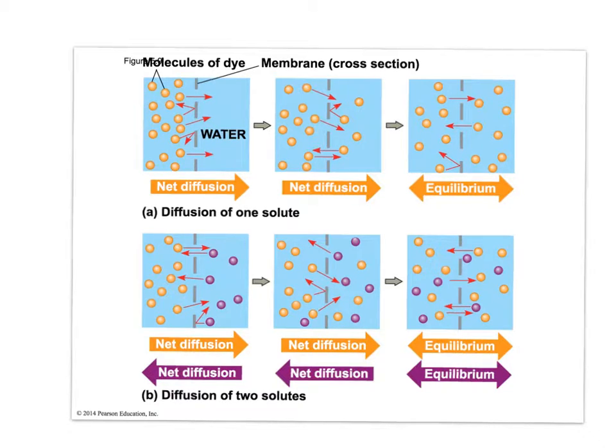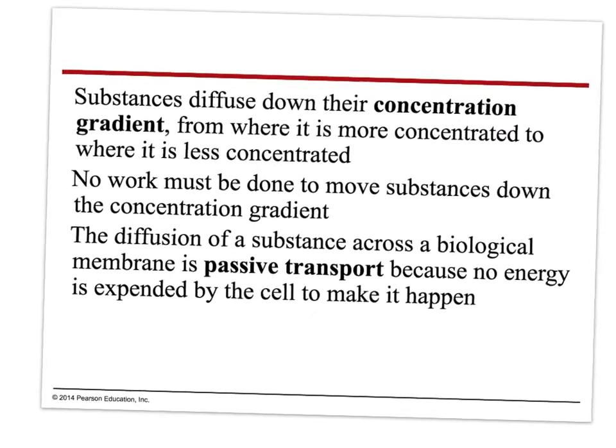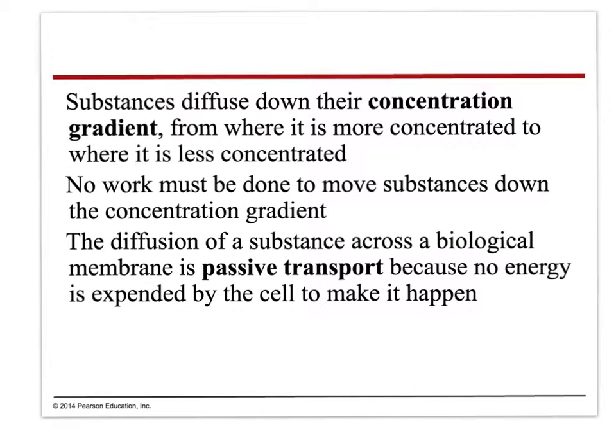So diffusion, no ATP, passive process. It depends upon a concentration gradient, an area of high to an area of low. That's the movement. So we go through your concentration gradient. And this is passive transport because it does not require ATP.